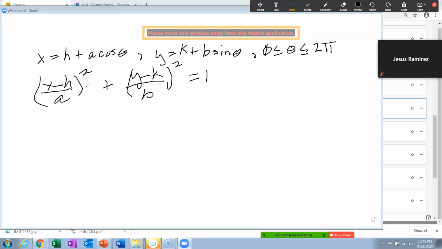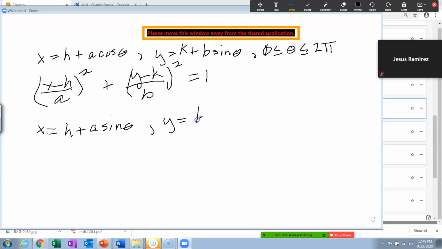If you turn things around ever so slightly, x is equal to, keep the h, plus a sine theta, and y is equal to k plus b cosine theta.